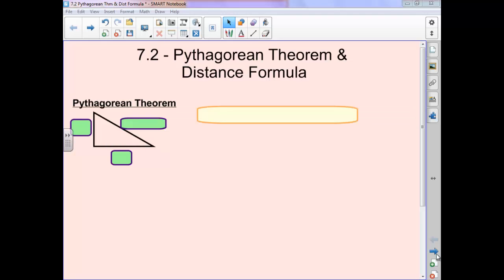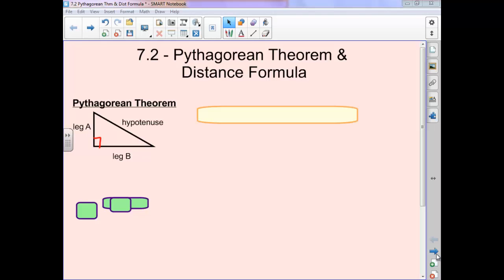First off, when we talk about the Pythagorean Theorem, it's always with a right triangle. And then there's a couple pieces of this triangle that we need to know. First off, these are legs. I'm just going to call them leg A and leg B. And that is your hypotenuse. The side opposite the right angle is always the hypotenuse.